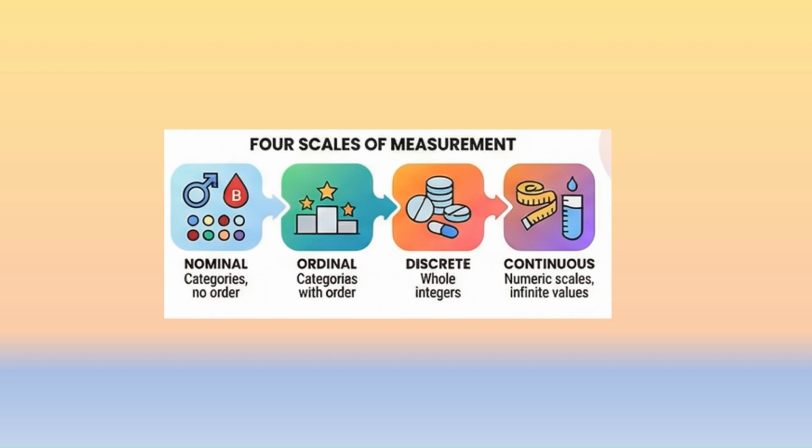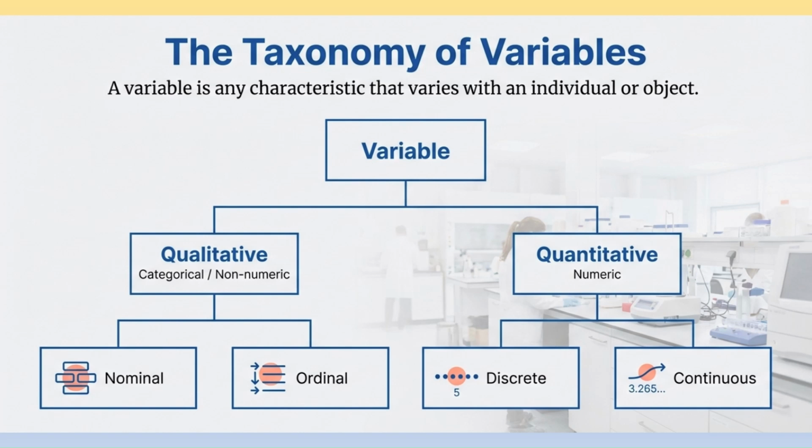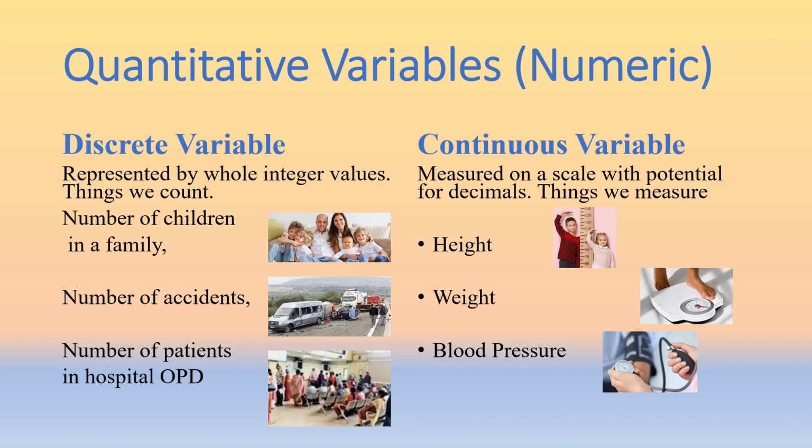Four scales of measurement. A variable is any characteristic that varies with an individual or object. Variables are characteristics that can change or vary. In biostatistics, variables are mainly classified into quantitative variables and qualitative variables. Understanding variable types is important because it determines which statistical test we will use.